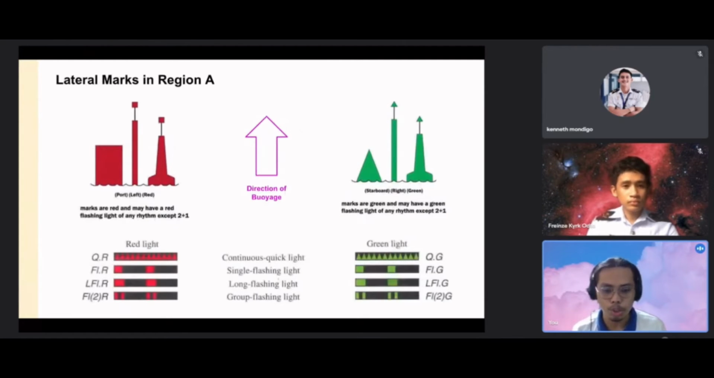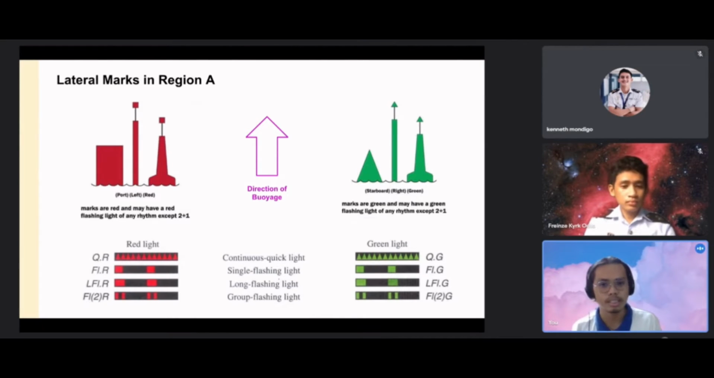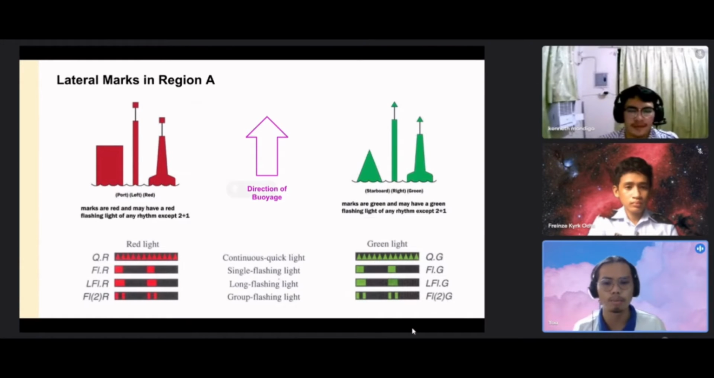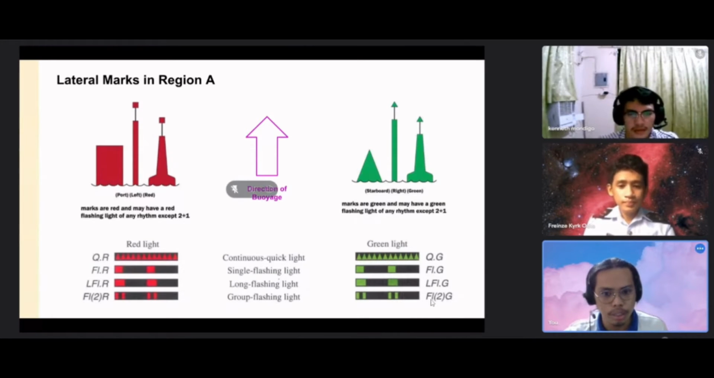In terms of light, the port hand side will have red flashing lights in any rhythm except 2+1. On the starboard side, it will have green flashing lights in any rhythm except 2+1. Why except 2+1? We will discover that on later slides. Some examples of light rhythms applicable to such lateral marks at night are shown here: continuous quick light, single flashing lights, long flashing lights, or group flashing lights.